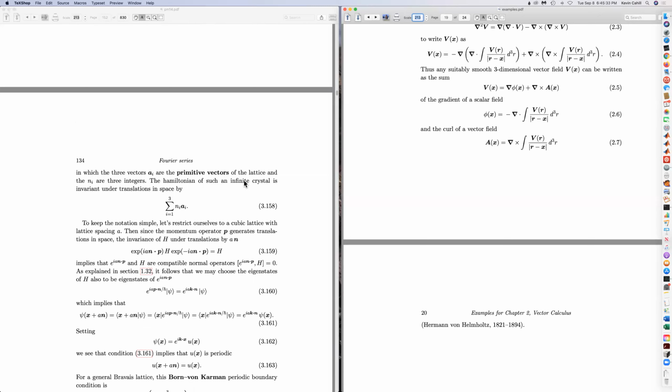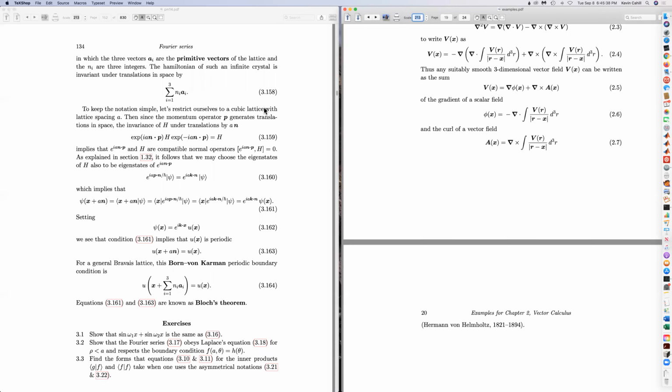And the Hamiltonian of such an infinite crystal is invariant under such translations. If we imagine we have a cubic crystal with lattice spacing a, then the momentum operator generates translations in space. The invariance of H under translations by a n means that the momentum operator commutes with the Hamiltonian. Or actually, we have three momentum operators, one for each of the three dimensions. And so that means that this phase, this exponential, and H are compatible normal operators, and their commutator vanishes.